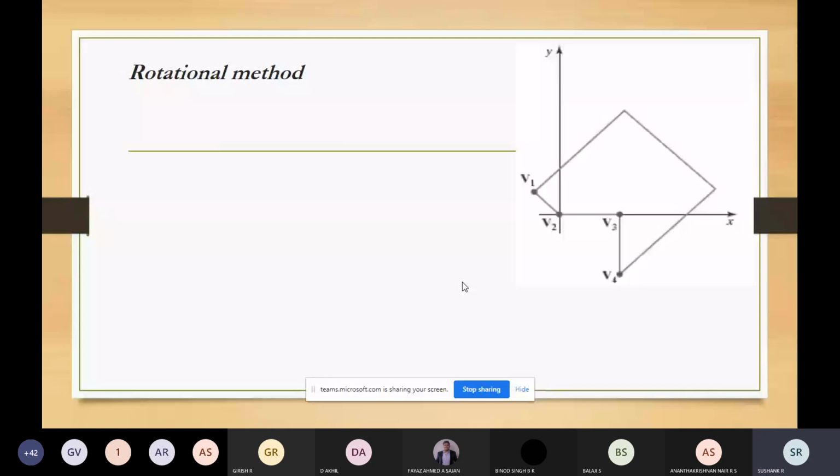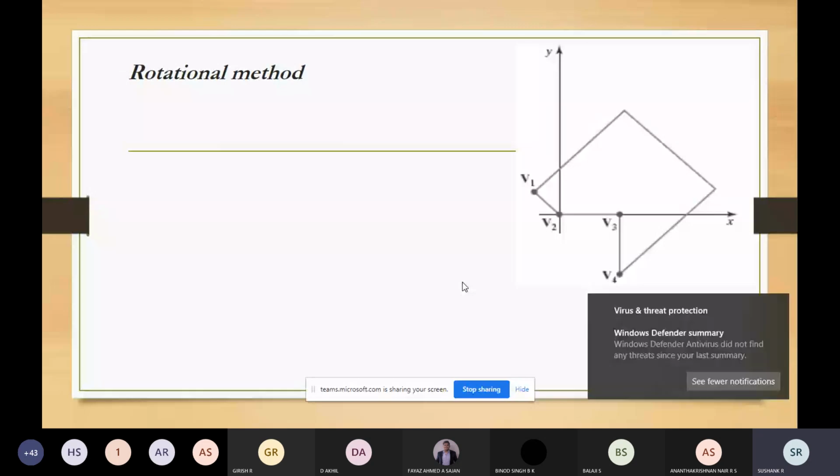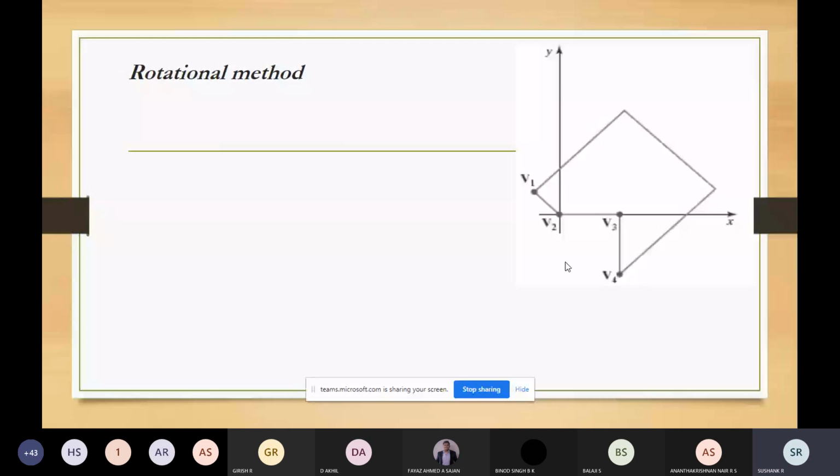For example, if I assume the vertex vk is at the origin, then I have to check whether vertex k plus 1 is on the x-axis or not. And after that, I have to check whether vertex k plus 2 is below the x-axis. If all these three conditions are satisfied, then we can split the polygon into two parts the same way. That is the algorithm which we studied.